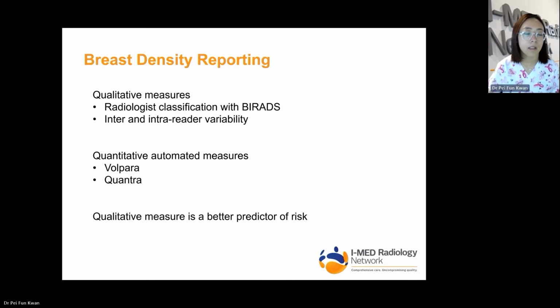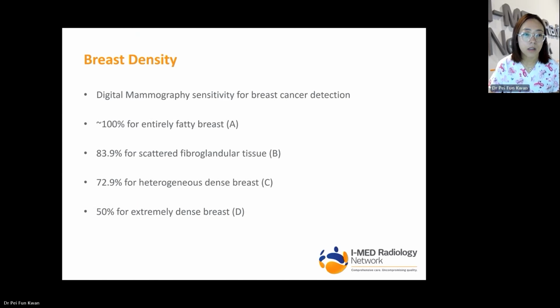There are different ways to report breast density. It could be qualitative, which means eyeballing how much breast density there is, or we can use a quantitative method using software called Volpara or Quantra. And as you can see, the denser the breast, the more the sensitivity of breast cancer detection reduces, down to 50% with extremely dense breast tissue.